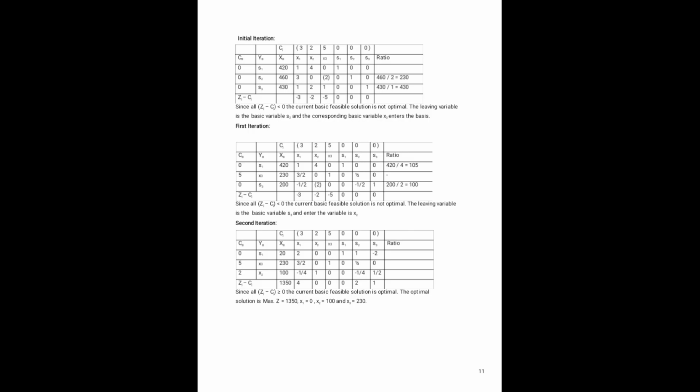Then Zj minus Cj is less than 0, again minus 5. The current basic feasible solution is not optimal. The leaving variable is the basic variable s3 and the entering variable is x2. So x3 replaces s2; that is the second iteration. Since Zj minus Cj is greater than or equal to 0, that means 4, 0, 0, 0, 2, 1, all the variables' values of Zj minus Cj are greater than or equal to 0. Therefore, the optimal solution is maximum Z equal to 1350, x1 equal to 0, x2 equal to 100, x3 equal to 230.